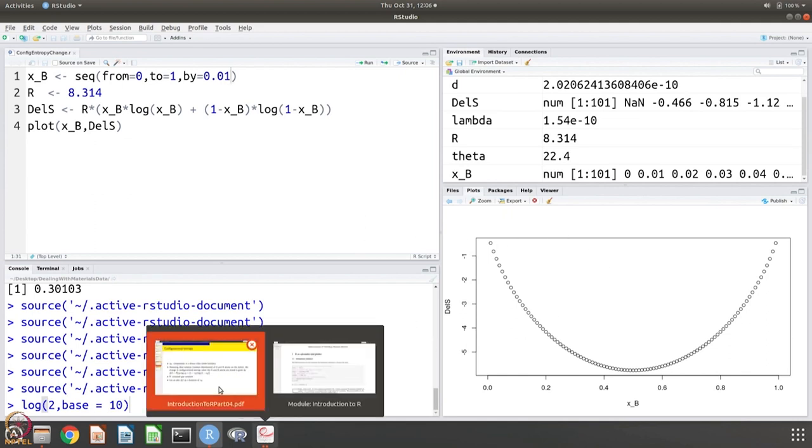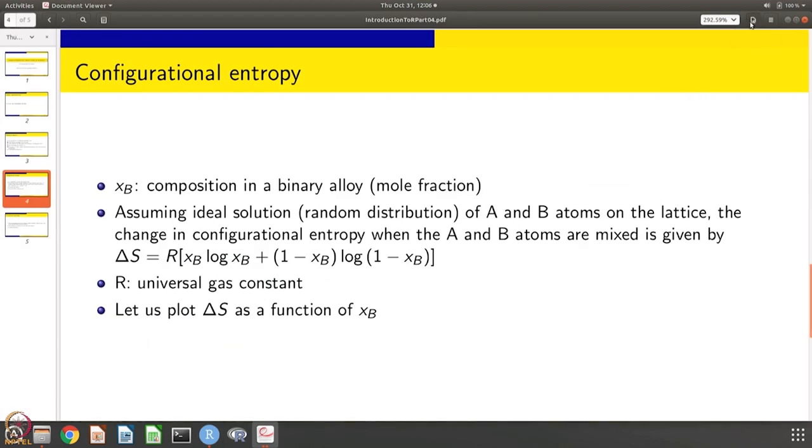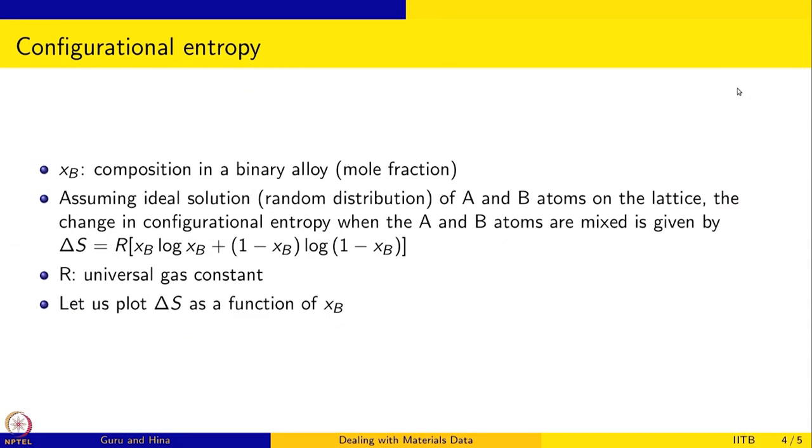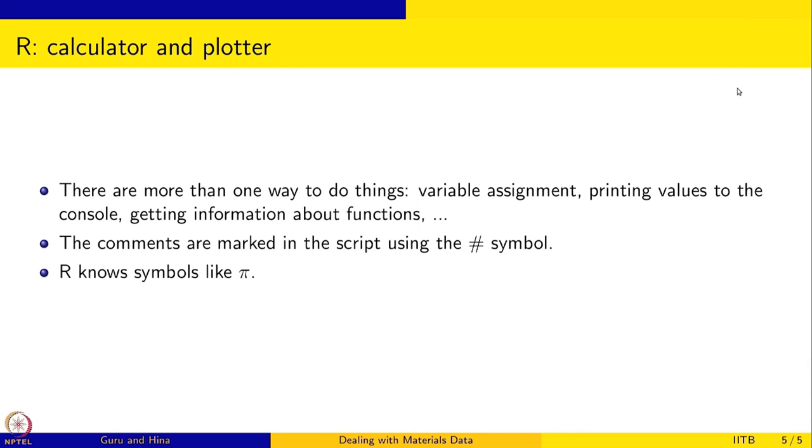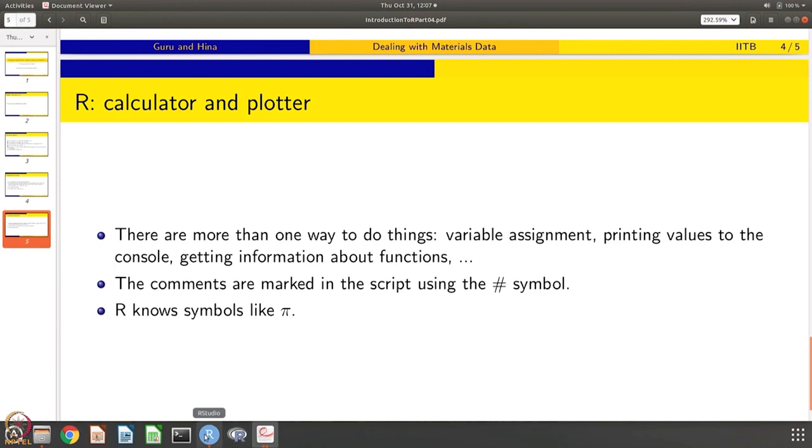So, what is the purpose of this exercise, okay. Let us go and look at it. The first point to note is that there is more than one way to do things. For example, variable assignment can be done using the less than and dash symbol or using equal to. You can print values to the console just by typing the variable name or saying print explicitly. If you want to get information about functions, there is more than one way. I did not show that, let me show.